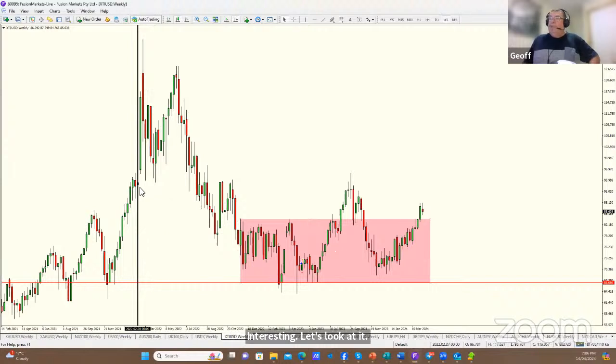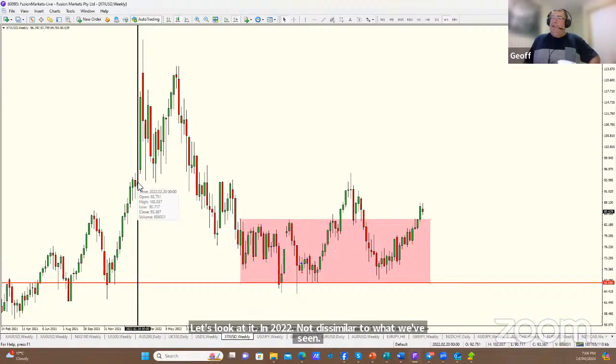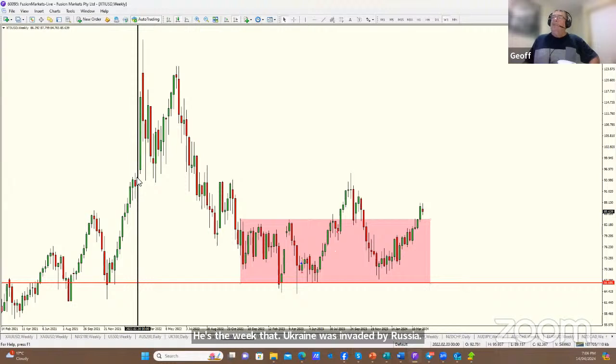In 2022, not dissimilar to what we've seen. Here's the week that Ukraine was invaded by Russia, skyrocketed, absolutely went ballistic. Remembering that was still in an uptrend at the time, similar to the US dollar. Absolutely went ballistic for a week and a half and then came off, rallied again, but that lower high sent prices down, down, down, down, down. Now, oil, pardon me, is once again in an uptrend, and we've got that threat of escalating conflict. Interesting.